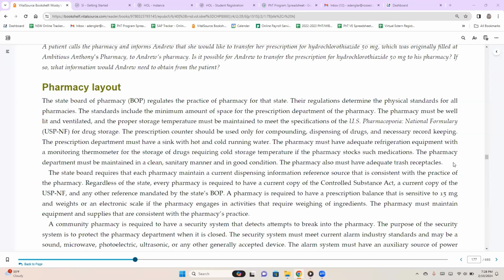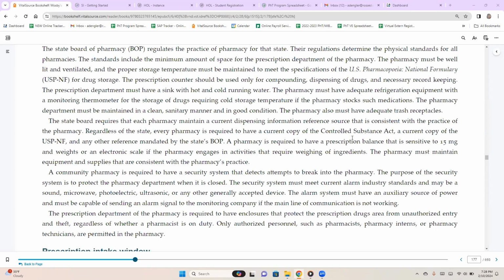A pharmacy is required to have a prescription balance that is sensitive to 15 milligrams and weights, or an electronic scale if the pharmacy engages in activities that require weighing of ingredients. The pharmacy must maintain equipment and supplies that are consistent with the pharmacy's practice.